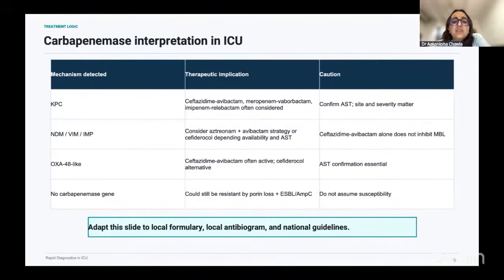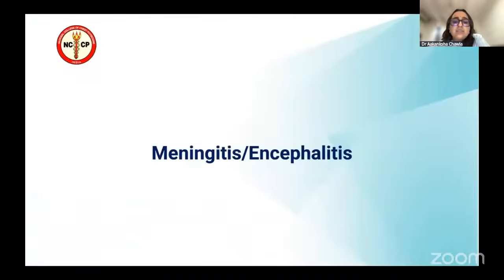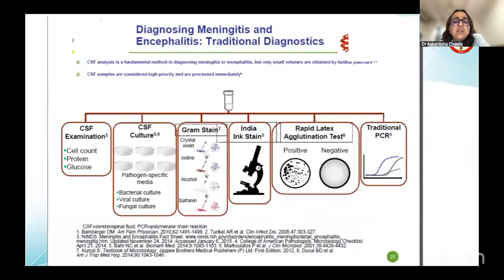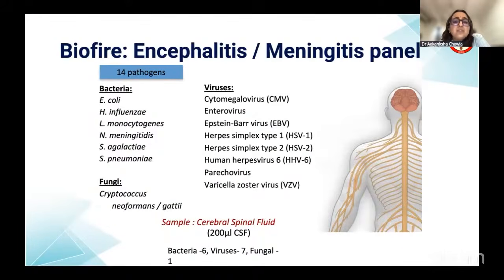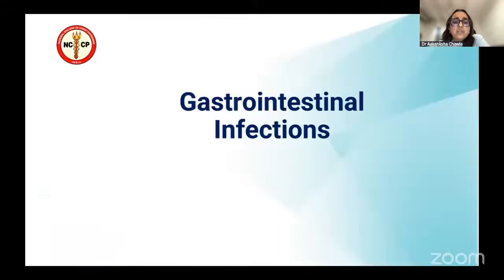If no carbapenemase gene is detected, you should always remember that resistance can also occur through other mechanisms, like loss of porin channels or through ESBL and AmpC. So do not assume just by looking at this that the organism is susceptible. Similarly, we have the meningitis encephalitis panel, and these are the regular tests that we do on the CSF sample. We also have the BioFire for encephalitis and meningitis. We had a patient with herpes simplex, and timely treatment with acyclovir really improved the outcome in the patient. So these panels really become helpful in such circumstances.